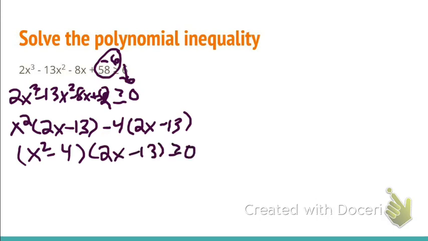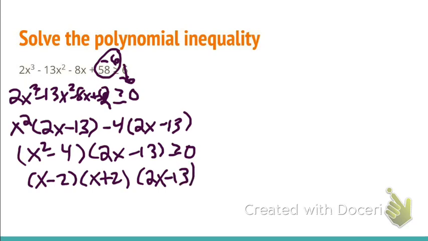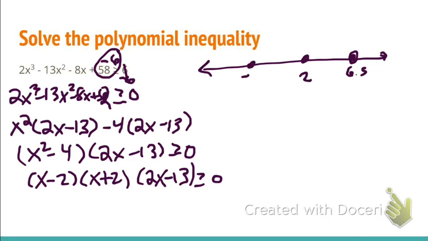And we could take that difference of two squares and factor it down. And we get x minus 2 times x plus 2 times 2x minus 13 is greater than or equal to 0. So now on our number line, we can plot 3 points with closed circles now. 6.5, because that's 13 over 2. We can plot positive 2 and negative 2. So now we have 4 intervals to check.